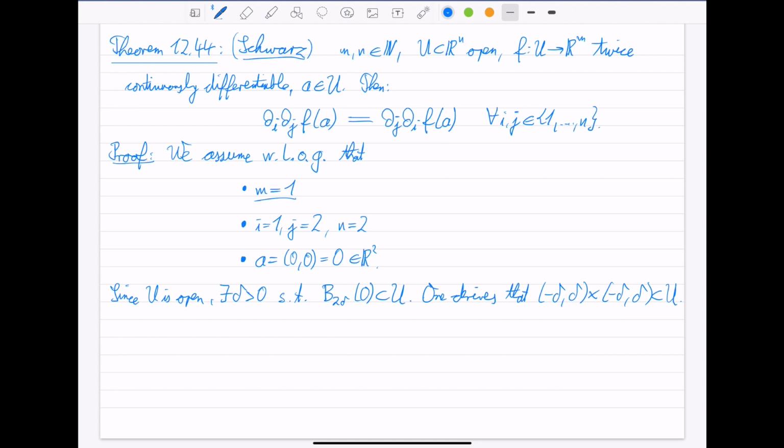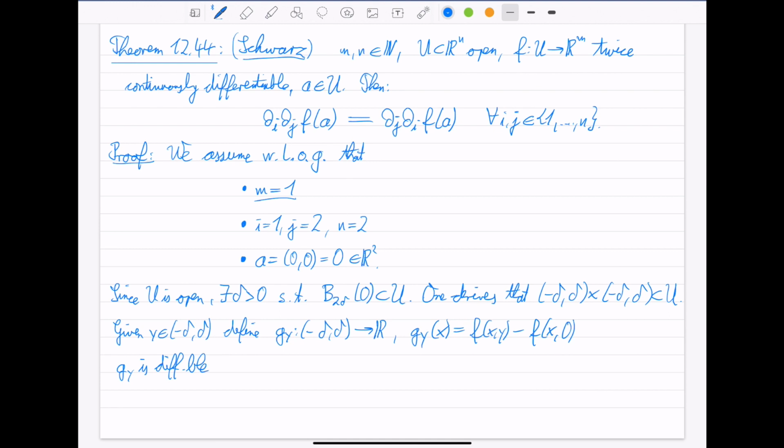Now, given any fixed value of the second component y, which is in (-delta, delta), we define a map as follows: gy from (-delta, delta) to R, which is of the form gy of x, so in the variable x, is f of (x,y) minus f of (x,0). And if you take a close look at this map, you see that, first of all, since f is continuously differentiable, each of these gy are differentiable.